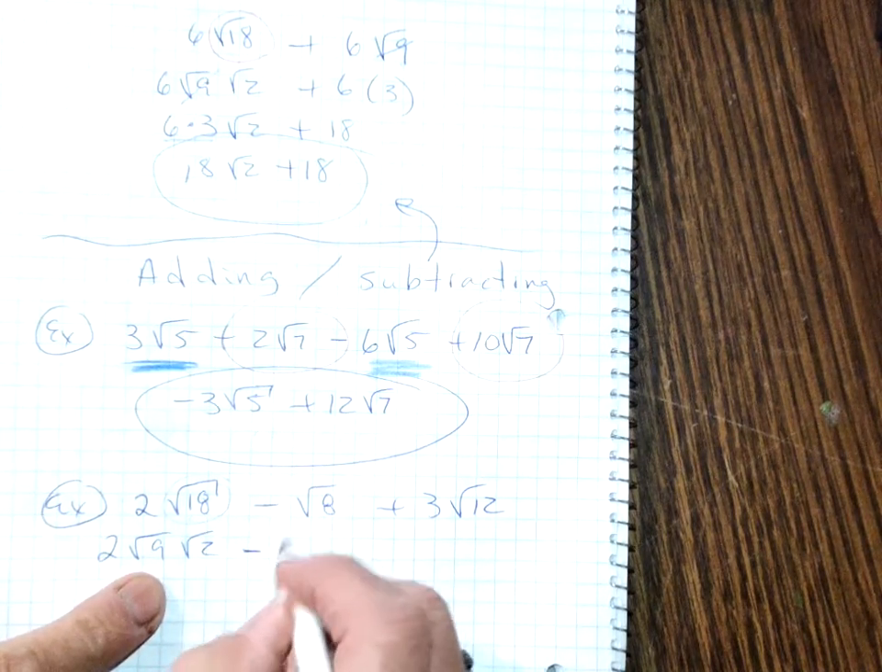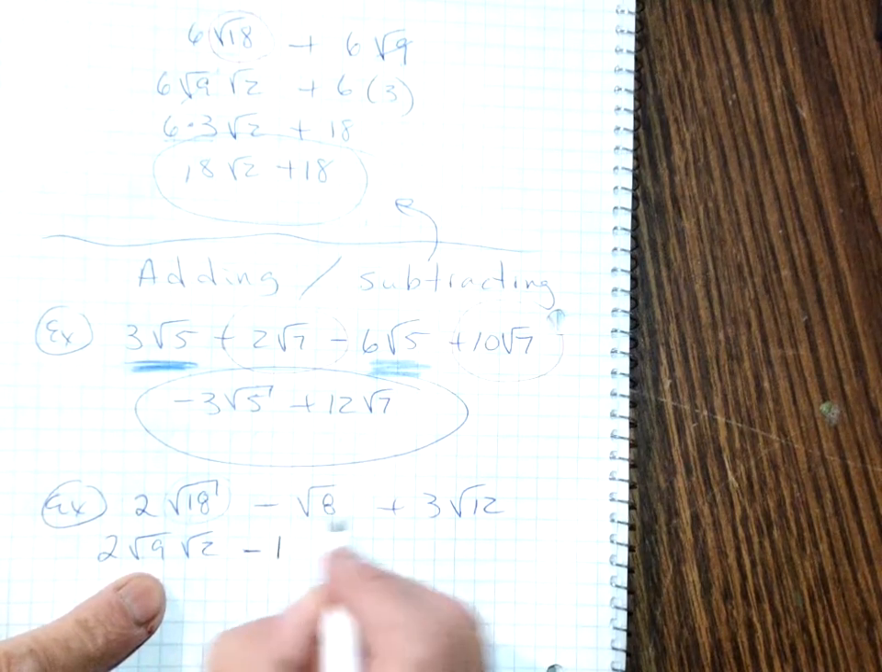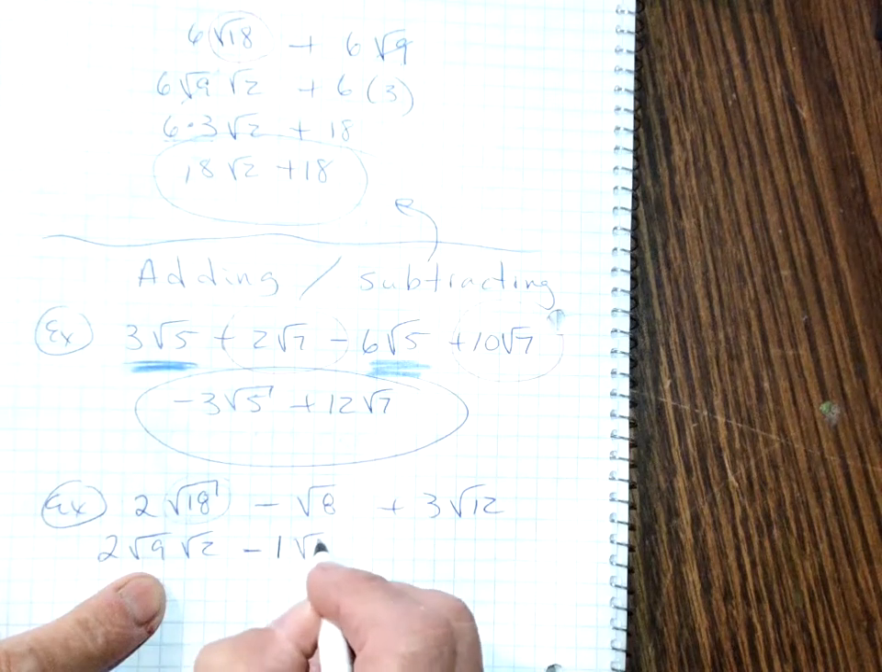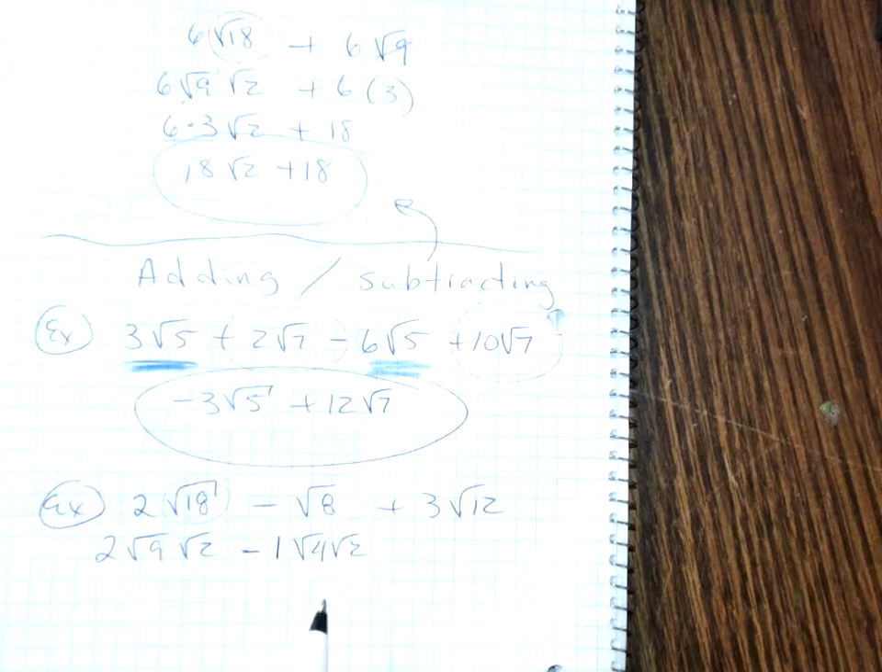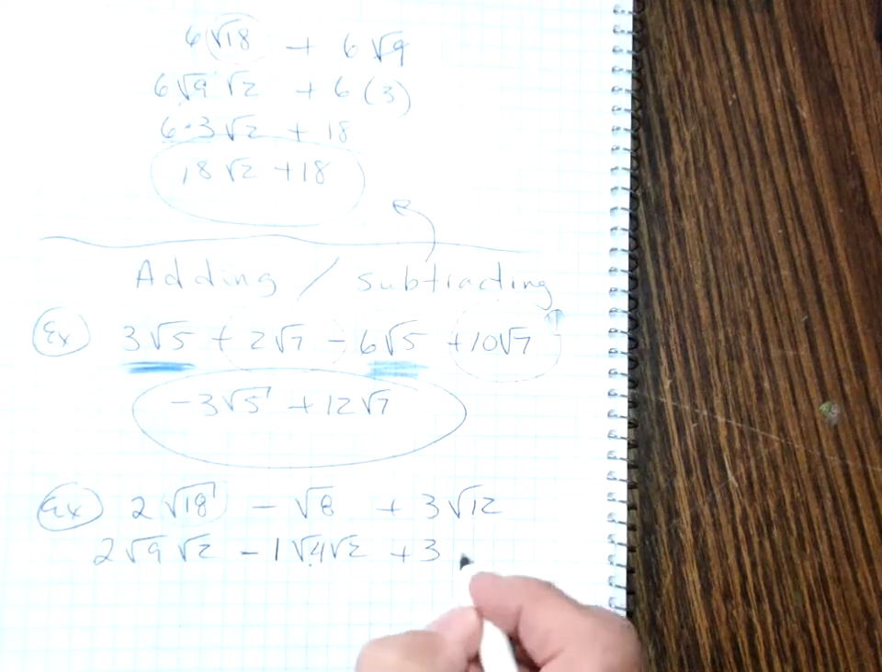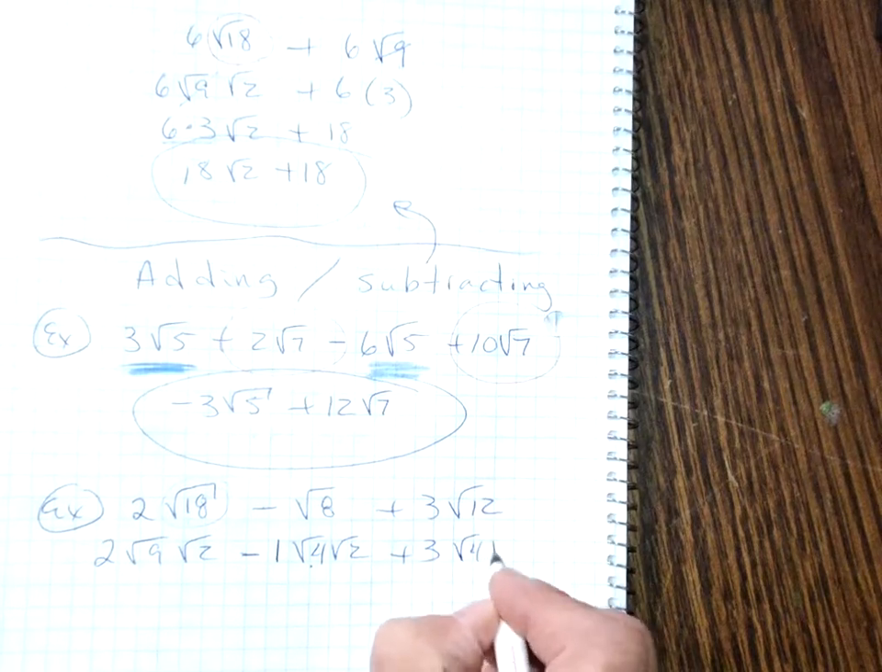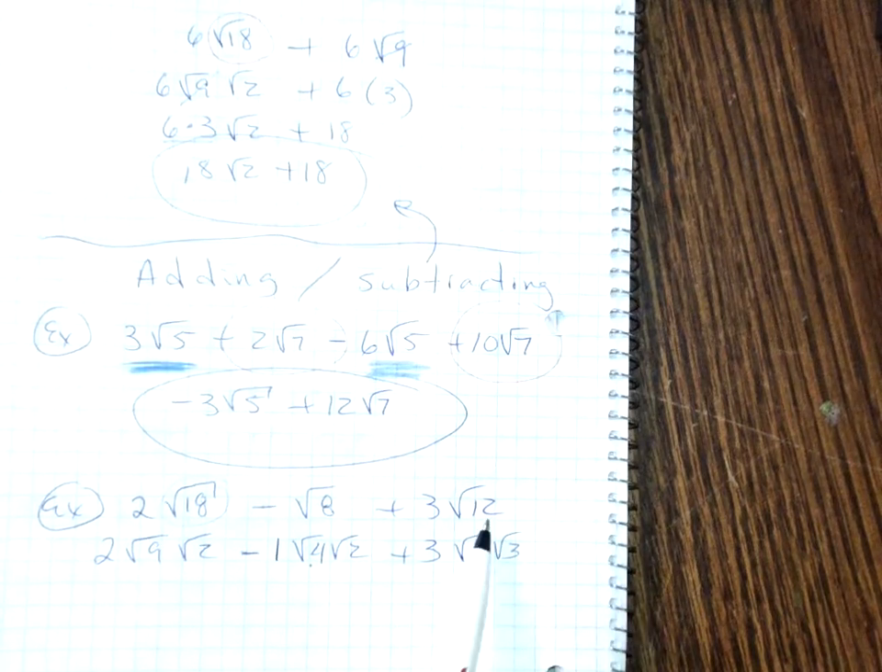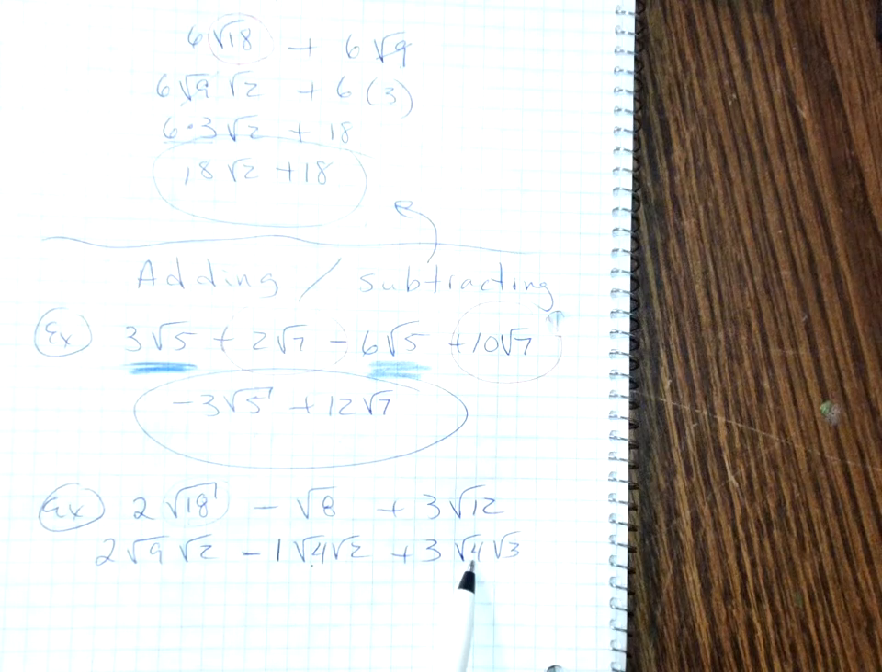This 8, there's an invisible 1 in front, right? I'm going to rewrite this as the square root of 4 times the square root of 2. I like the square root of 4 because it's a perfect square, okay? Plus 3. I'm going to rewrite 12 as square root of 4 times square root of 3. I'm not going to use 6 and 2, but 4 and 3, because 4 has a perfect square root.